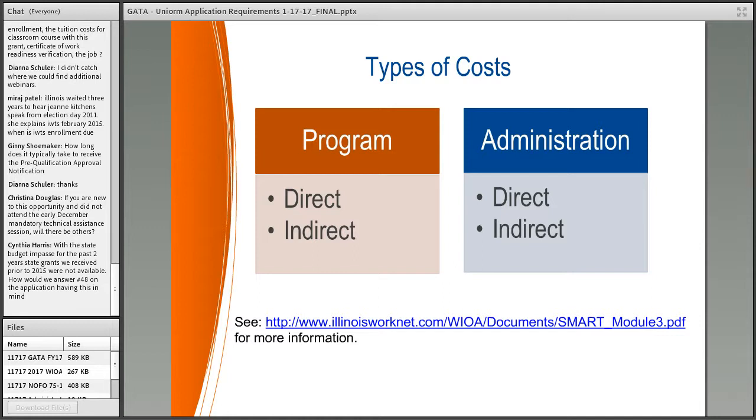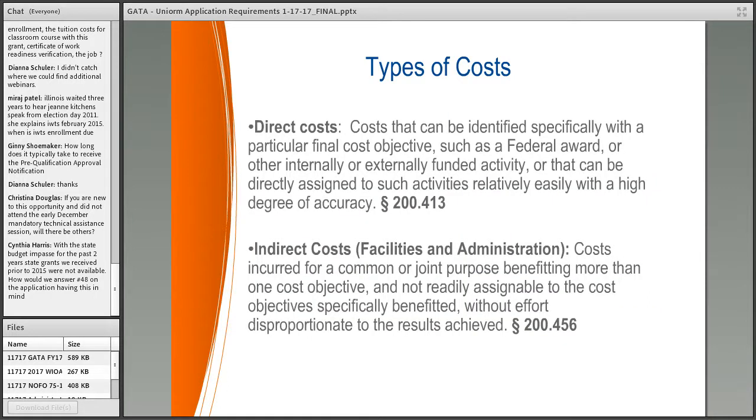And I'll point out in the slide here that there's a distinction between direct and indirect costs, and on the next slide here, it talks about specifically what's considered a direct cost and what is an indirect cost. And direct costs, as Chuck mentioned, are costs that can be identified specifically with a final cost objective. So you can directly link your activity back to the grant.